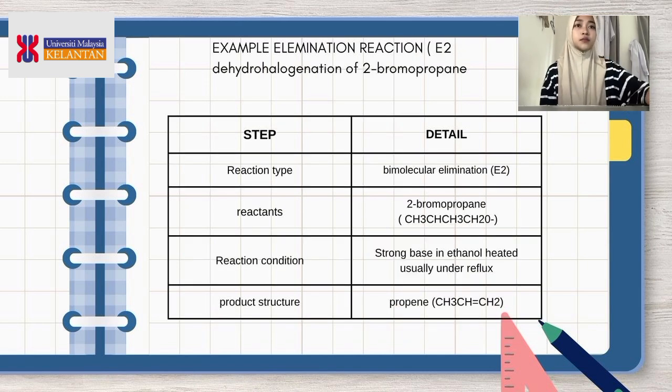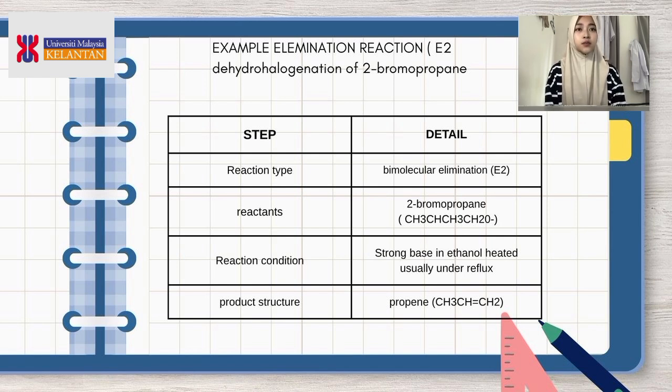Lastly, an example for elimination reaction is the dehydrohalogenation of 2-bromopropane. The reaction type is bimolecular elimination. Its reactant is 2-bromopropane. The reaction condition is strong base in ethanol, heat, usually under reflux.